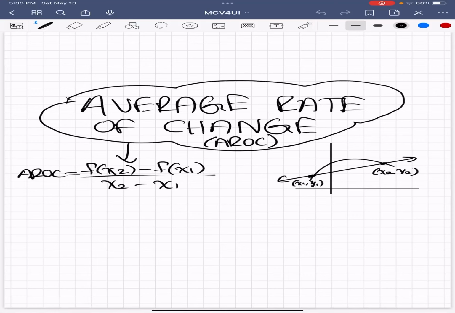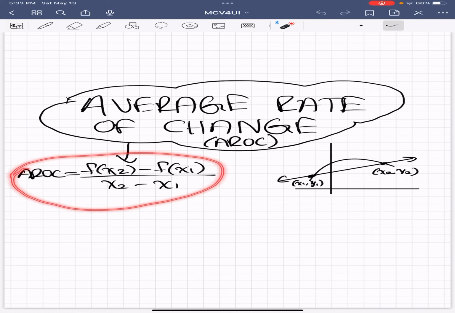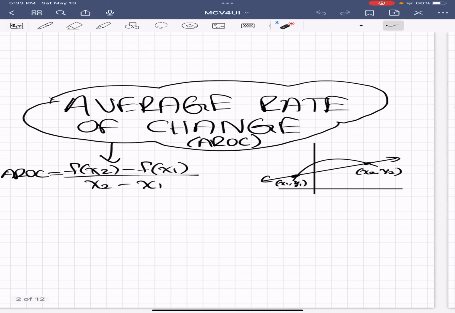Okay, so today we're going to do average rate of change. It's my first calculus video, so I hope you really enjoy it. You can see the formula right here for average rate of change. I'm going to do my best to explain what average rate of change is, and I'm going to take you through a few examples of how to calculate it. And so let's get off.